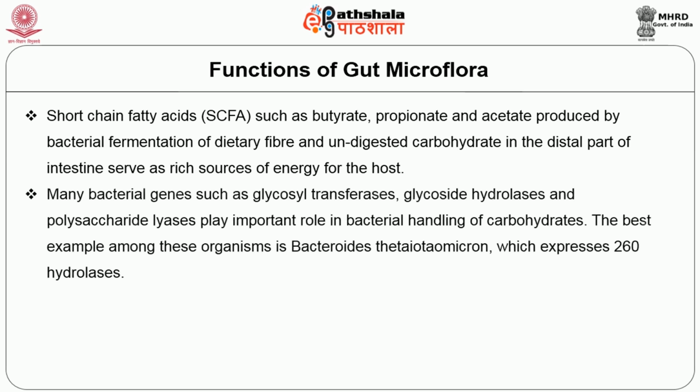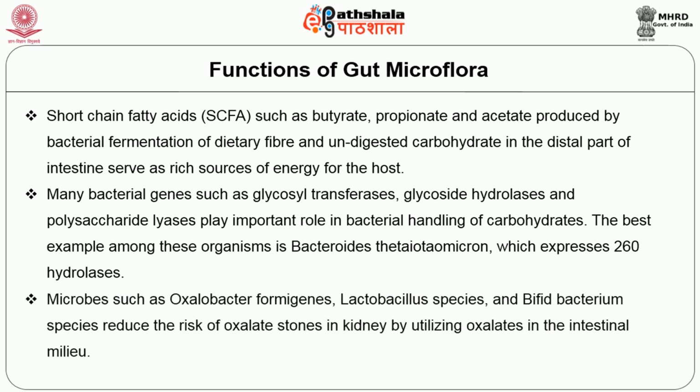Many bacterial genes such as glycosyl transferases, glycoside hydrolases and polysaccharide lyases play an important role in bacterial handling of carbohydrates. The best example among these organisms is Bacteroides thetaiotaomicron, which expresses more than 260 hydrolases. Microbes such as Oxalobacter formigenes, Lactobacillus species and Bifidobacterium species reduce the risk of oxalate stones in the kidney by utilizing oxalates in the intestinal milieu.